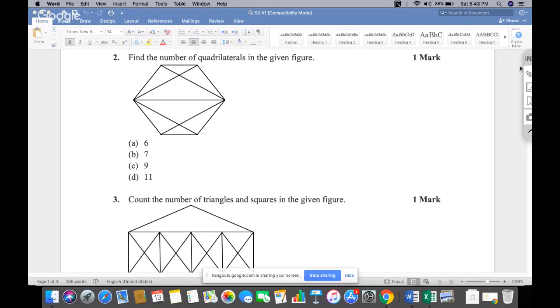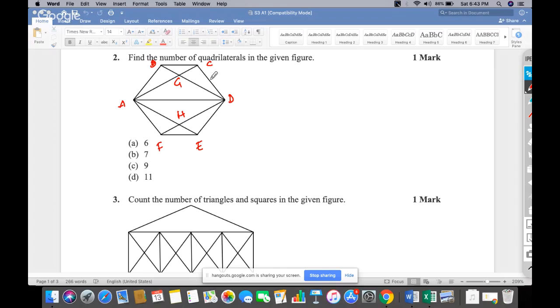So what will I do? I'll start marking it. So this is A, this is B, this is C, this is D, this is E, this is F, this is G, this is H. I don't think I have left any particular edge for you. Now what do I have to calculate? Quadrilaterals. Quadrilaterals require how many different edges or how many different sides?